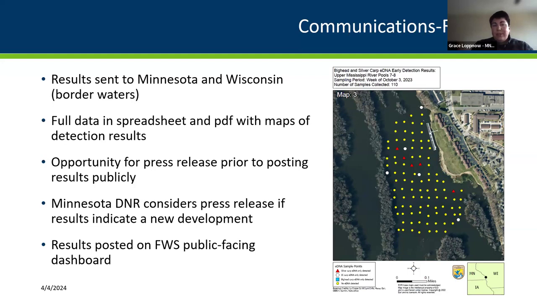The states are given an opportunity to make a press release prior to Fish and Wildlife Service posting those results publicly. We consider a press release if the results indicate a new development, such as a range expansion or large increase in abundance. Otherwise, it's just another part of our monitoring program, and we include information about the results in our annual reporting. And then Fish and Wildlife Service posts the results on a public-facing dashboard, which is available in the Wakelet as well. Next, please.